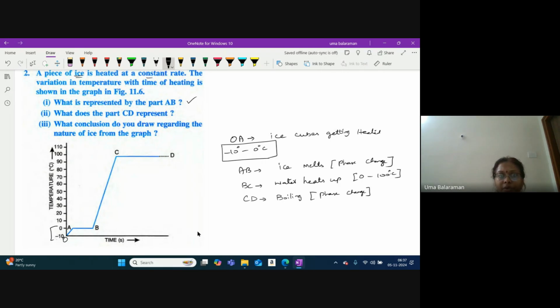What conclusion do you draw regarding the nature of ice from the graph? So, melting point is 0 degrees Celsius, boiling point is 100 degrees Celsius. So it is pure ice, no impurities.